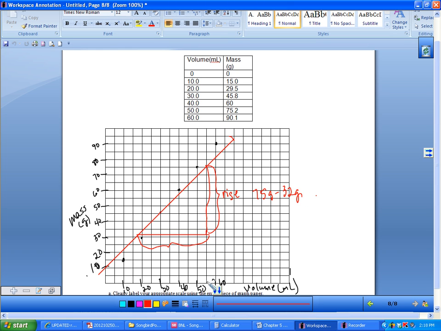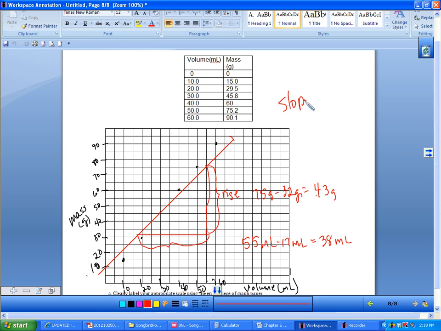And then my run is going to be from 55 all the way over to, that looks like 15, maybe 17. So 55 milliliters minus 17 milliliters. So that's 38 milliliters. And then this is 75 minus 32 is 43 grams. And again, I didn't do a very good job of drawing it, so yours I hope is going to be a lot closer than mine.